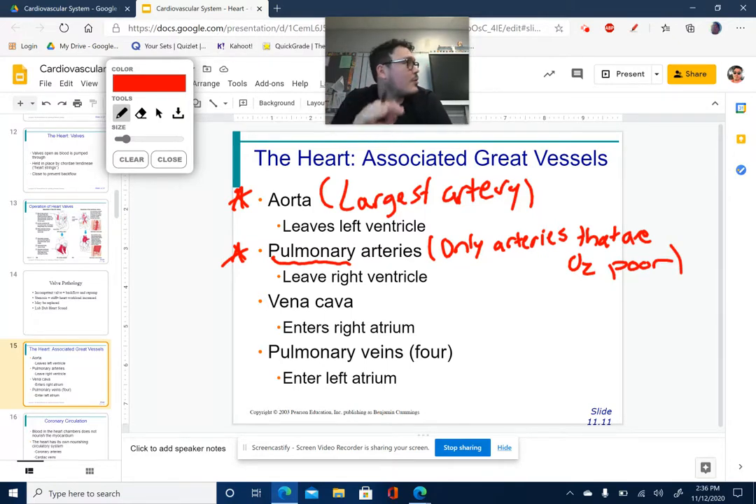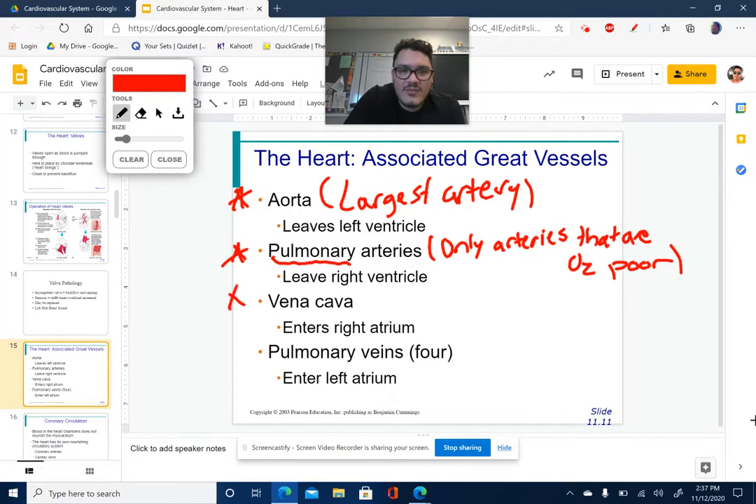Most arteries, as we're going to learn, are oxygen rich. 99% of our arteries, in fact, have a ton of oxygen. So this is the only example where you have arteries that have very little to no oxygen. What makes an artery, and we're going to learn about this in future videos, is that it sends blood away from the heart. And that's what's happening here. You're sending blood away from the heart, but you're sending blood that is deoxygenated because it's going towards the lungs. It needs to get oxygenated. So that's what you see here. It's leaving the right ventricle.